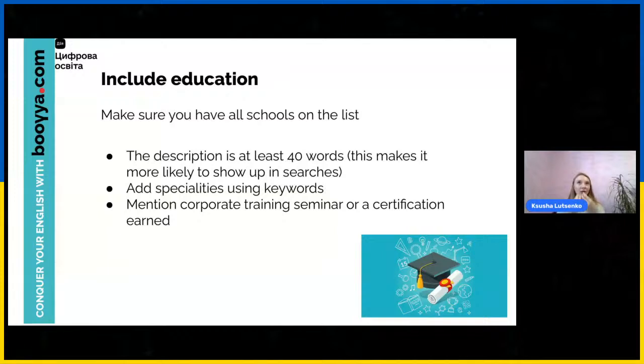And here is a logical explanation for that. This makes it more likely to show up in searches, since if the description is short and sharp, it can be seen on the profile. Also, add specialties using keywords. Don't use "marketing ninja" and so on. It doesn't work. You just use the real names of specialties or faculties you were studying in, so people can actually identify your education if it's important for their company.